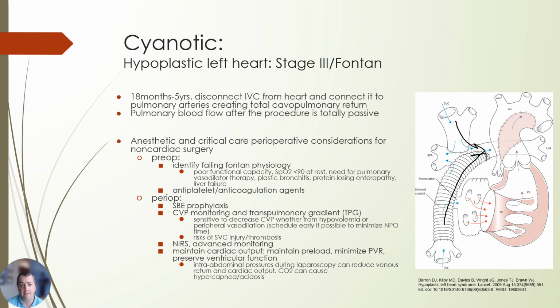Pre-op, it's important to identify failing Fontan physiology, poor functional capacity, hypoxia, need for pulmonary vasodilator therapy, protein losing enteropathy, etc., and look out for what kind of antiplatelet or anticoagulation agents they may be on and how that might affect your surgery. Peri-op, consider the need for SBE prophylaxis, central venous pressure monitoring, and the transpulmonary gradient, which is the difference between mean pulmonary arterial pressure and pulmonary capillary wedge, and is used to monitor pulmonary vascular resistance, pulmonary hypertension. The goal is to maintain cardiac output, maintain preload, minimize pulmonary vascular resistance, and preserve ventricular function.